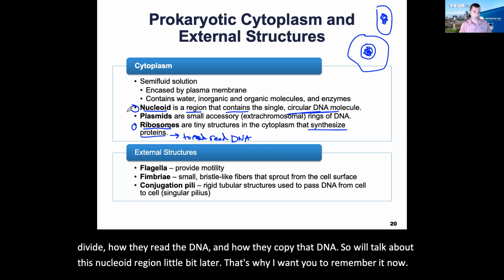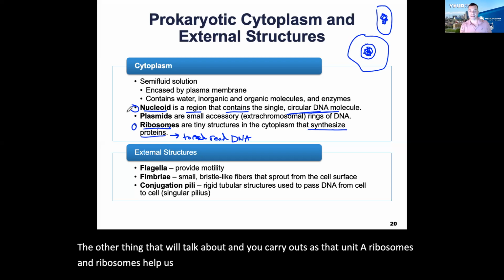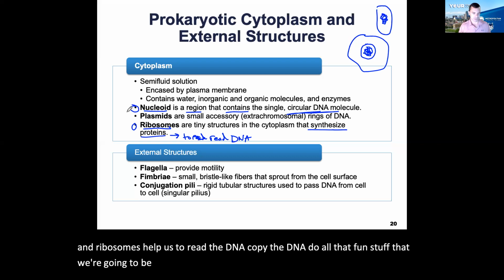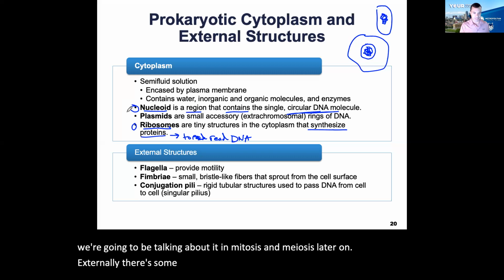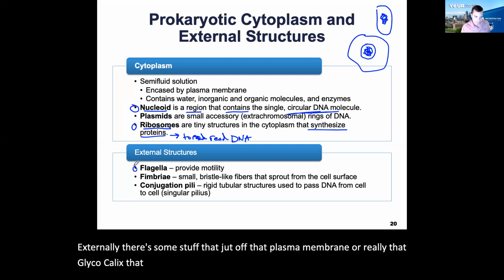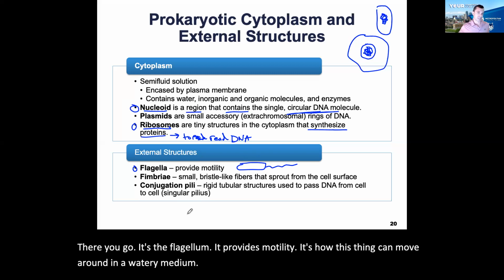The other thing that we'll talk about in eukaryotes, as well as in that unit, are ribosomes. And ribosomes help us to read the DNA. Okay, copy the DNA, do all that fun stuff that we're going to be talking about in mitosis and meiosis later on. Externally, there's some stuff that juts off that plasma membrane, or really that glycocalyx, that capsule. We have a flagellum. If I look at the cell here, okay, there you go. It's the flagellum. It provides motility. It's how this thing can move around in a watery medium. You'll see it in sperm as well.